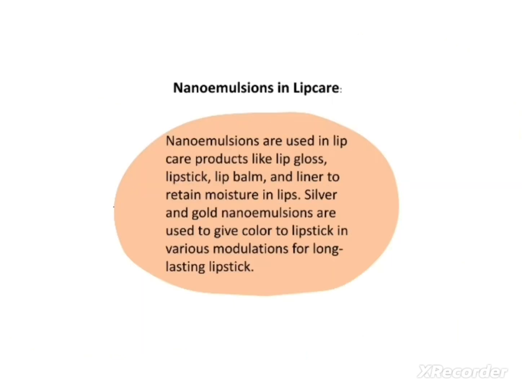Nanoemulsions in lip care. Nanoemulsions are also used in lip care, like lip gloss, lipstick, lip balm, and liner, to retain moisture in lips. Silver and gold nanoemulsions are used to give color to lipstick and various modulations for long-lasting lipsticks.